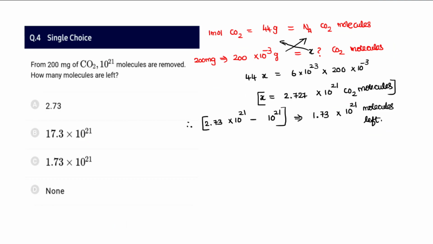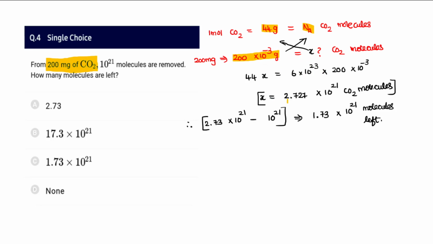Fourth question. This is a very famous question. Even in my previous videos, I've told you that this type of question is very, very important. So 200 milligram of carbon dioxide is present. First find out how many molecules are there in 200 milligram of carbon dioxide. We know 44 gram has Na carbon dioxide molecules. So 200 into 10 power minus 3 gram is going to have how many carbon dioxide molecules?